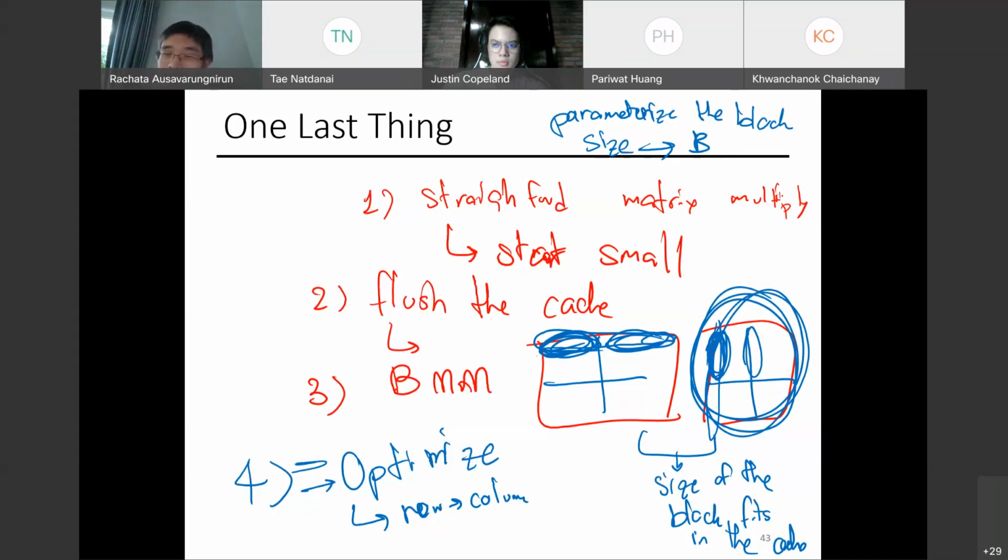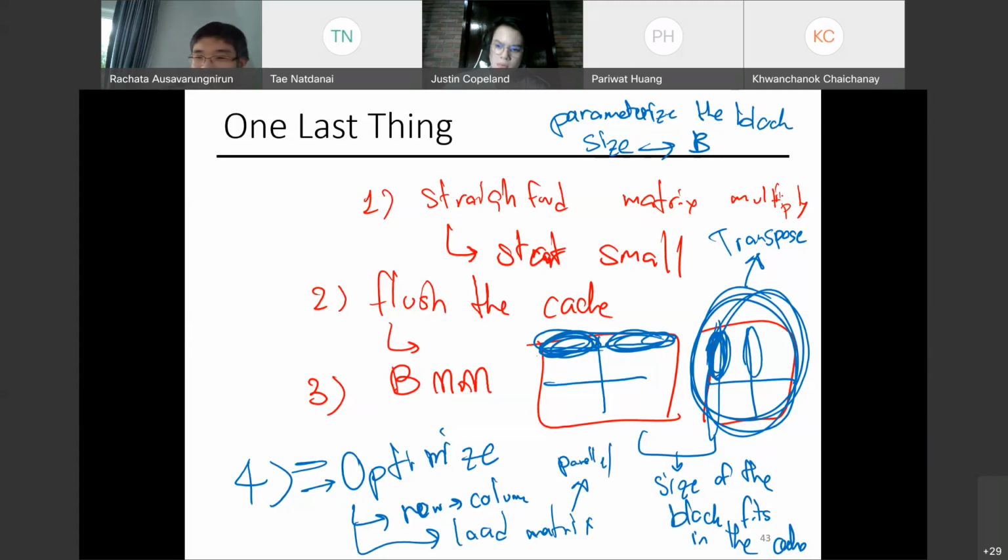So one thing you can do is transpose this matrix first. You transpose it so that it changes the way it's ordered. So the next time you do the multiply, it's going to be A1, A2, A3, and A4, because you transposed the content of your matrix already. You can also optimize the part where you load the matrix. You can load the two matrices in parallel. So that can be done.